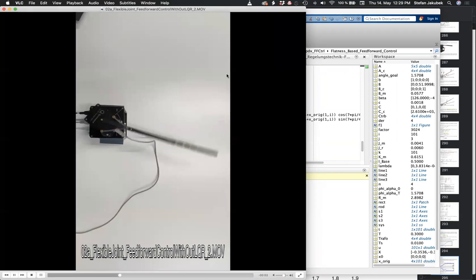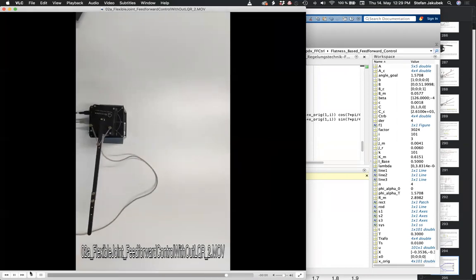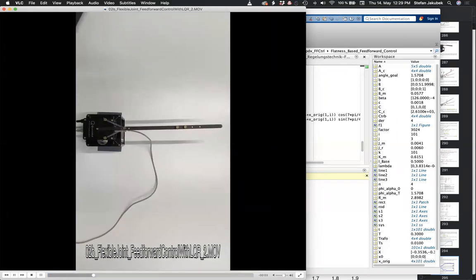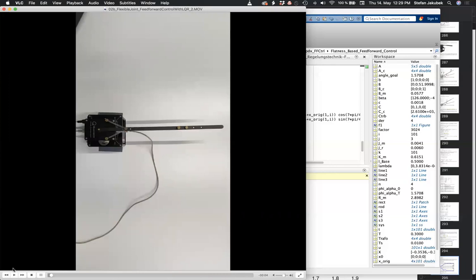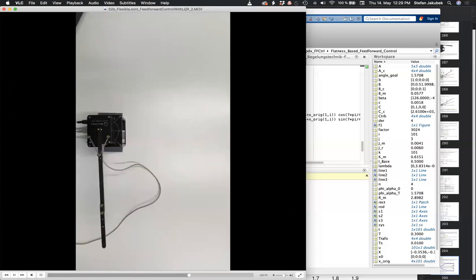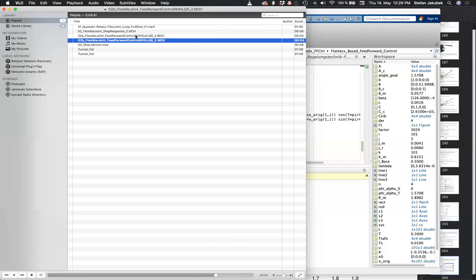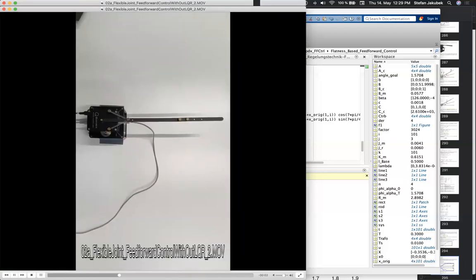So this is the pure feed forward control. Okay, let me play it again. So that's the pure feed forward control. You see it works pretty nicely. Still, as opposed to the pure simulation, there is some oscillations when the system comes to the end position. You can already tell from the title, this is pure feed forward control. This is, I'm sorry, it's the wrong video. That's the one that I should show you.